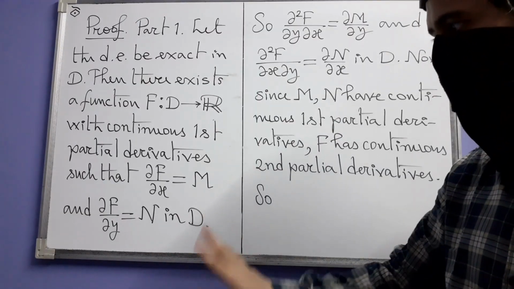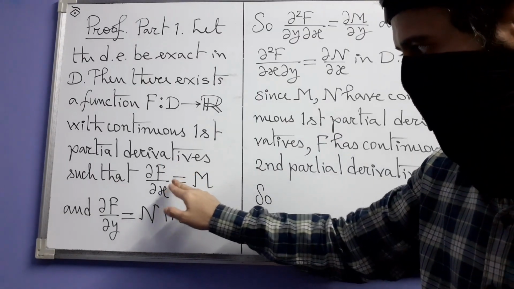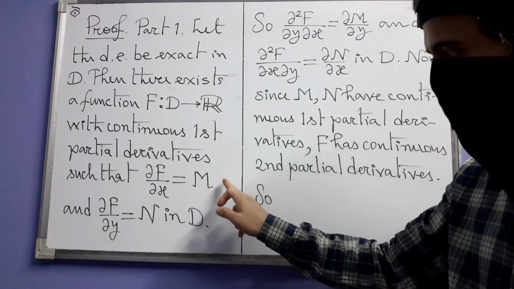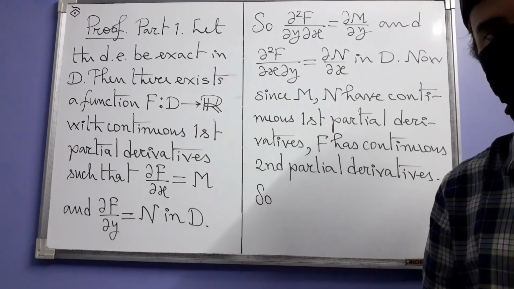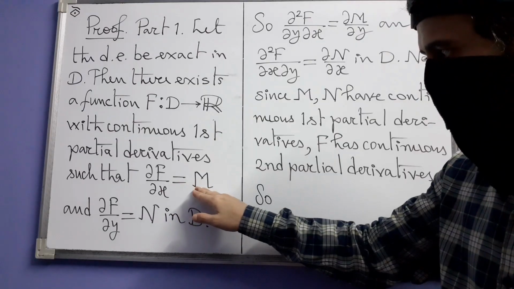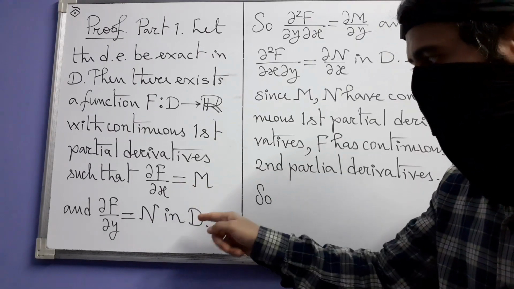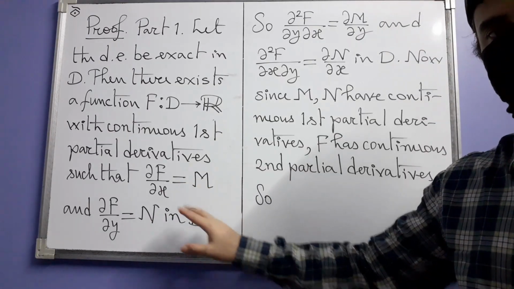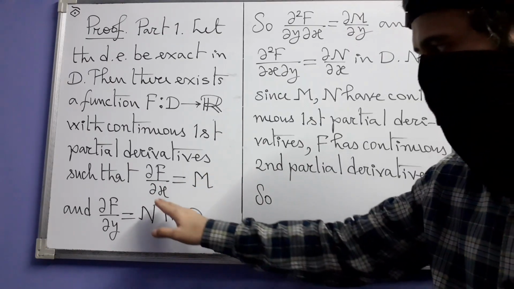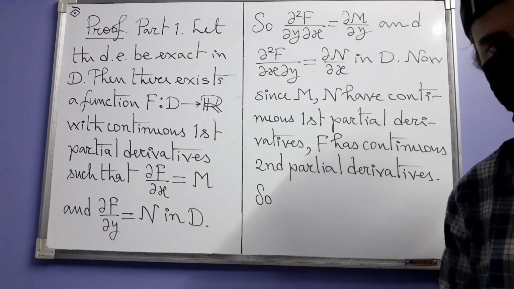In D means you can write (x, y) here and (x, y) here with M as well. Then this equality is true for all (x, y) belonging to D. Instead of writing all those things, I have simply written in short like this. Okay.